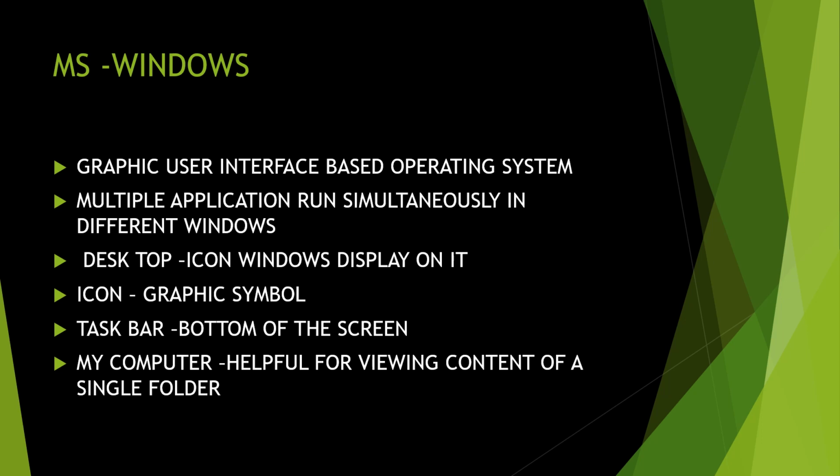Taskbar, at the bottom of the screen. On the bottom of the screen, we can see the taskbar. My Computer is helpful for viewing the content of a single folder, that is, whatever we need. My Computer is something we can see on the desktop. When you click on it, you can see the contents of the computer. Okay, what all the things are inside it and what is not inside it. We can get a clear idea about it.